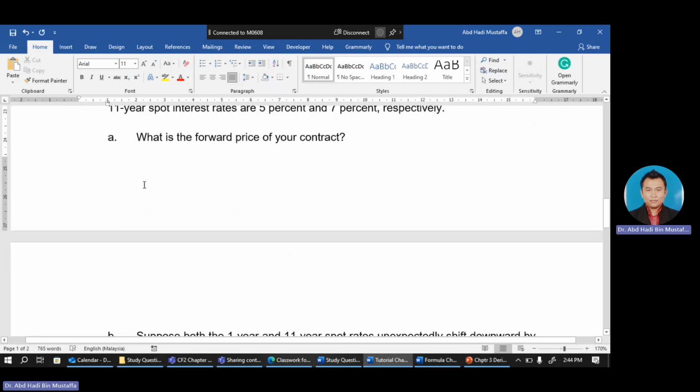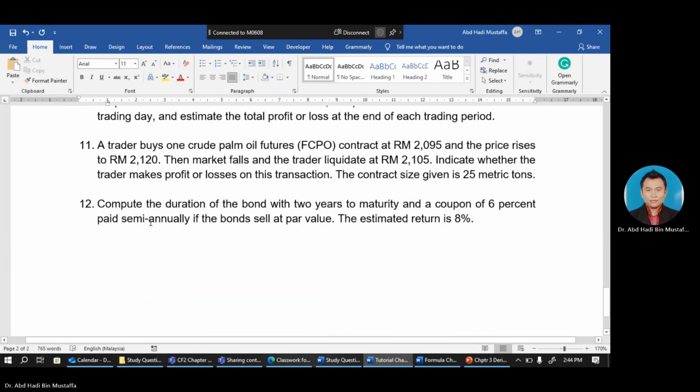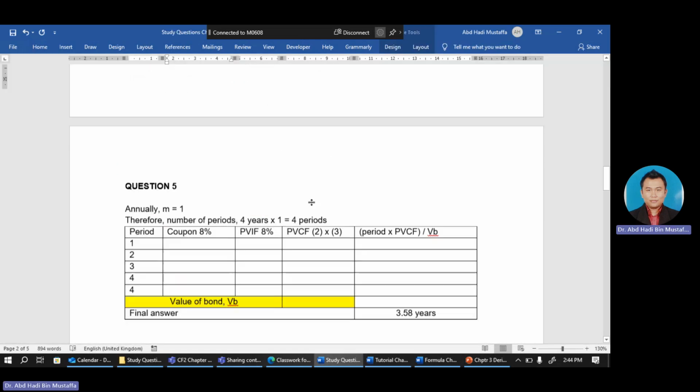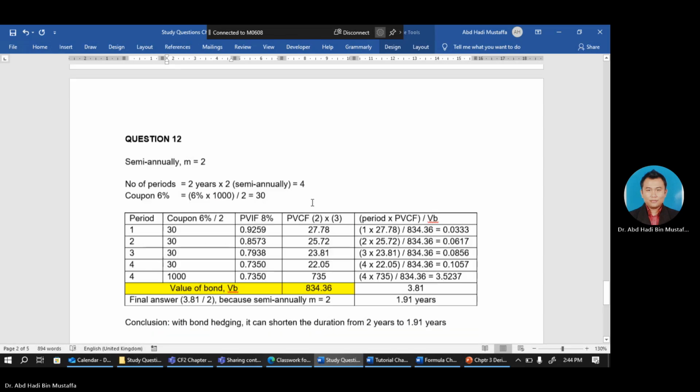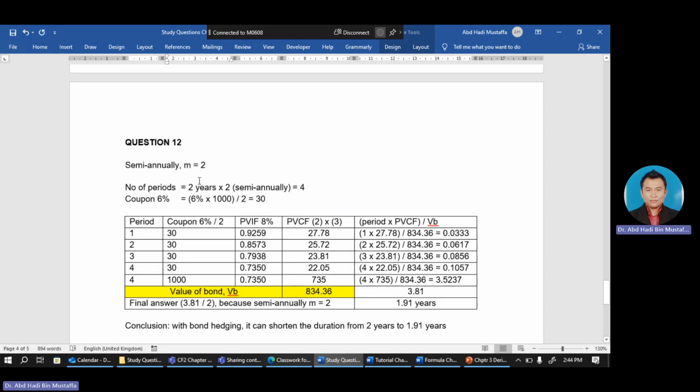Let's go for question number 12 dulu. You see here. Compute the duration of a bond, 2 years. Coupon 6%. Paid semi-annually. Semi-annually M berapa? 2 kan? Semi-annually M is 2. So let's have a look at question number 12. Semi-annually M is 2, therefore 2 years multiplied by 2, which is 4. That means period 1, 2, 3, 4 and 4. Why? Because why the final period you need to make it double? Because you need to include coupon and also par value. That is how you do.